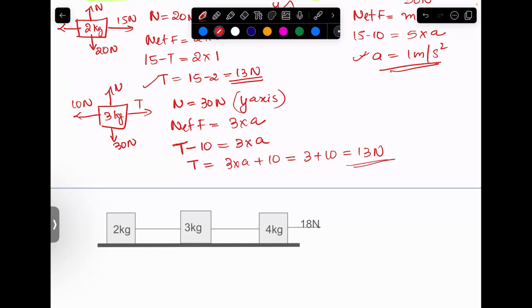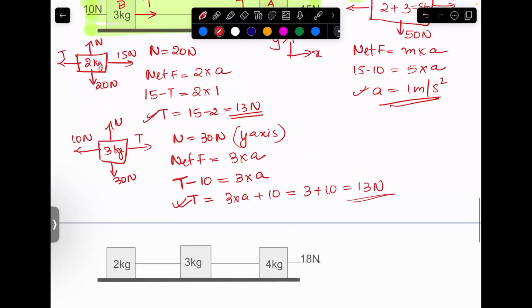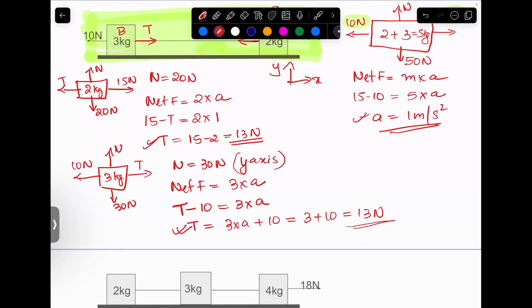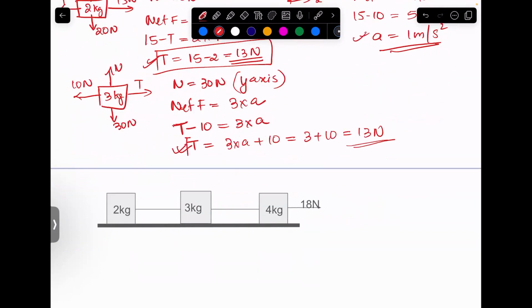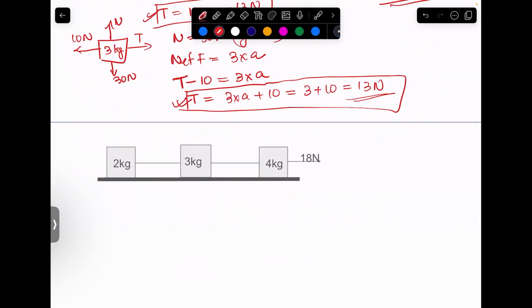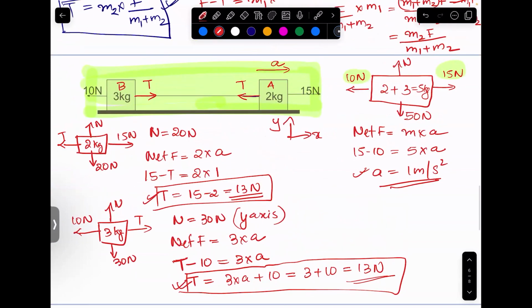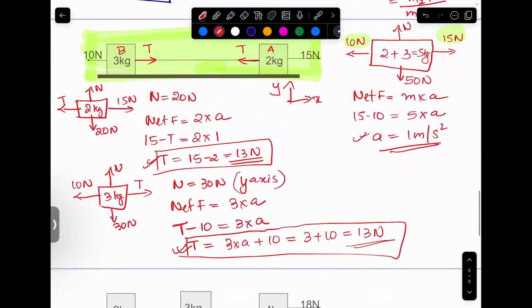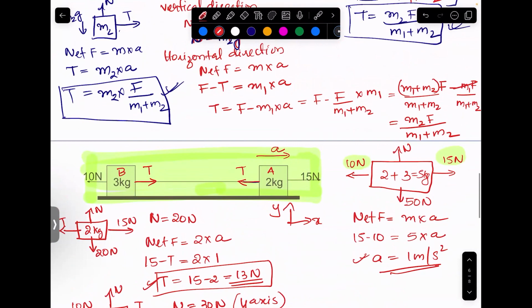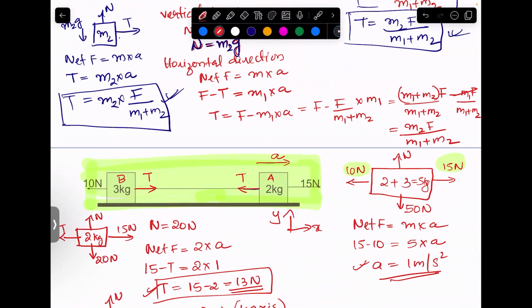So you got the same T over here and here. From the free body diagram of block A, you derived the same value. From the free body diagram of block B also, you have derived the same value. So that proves our point that if you're not considering the mass of the string, it is going to be the same tension along the string at all points.